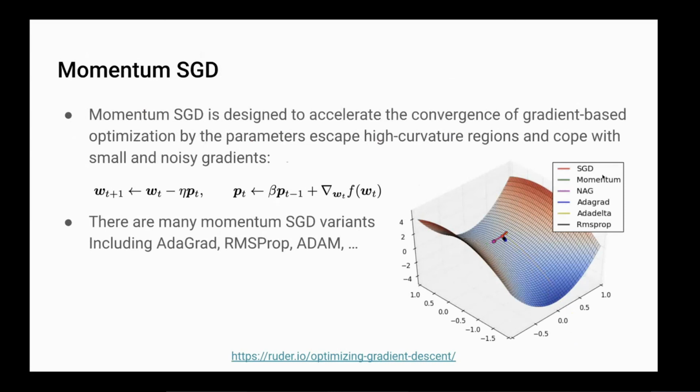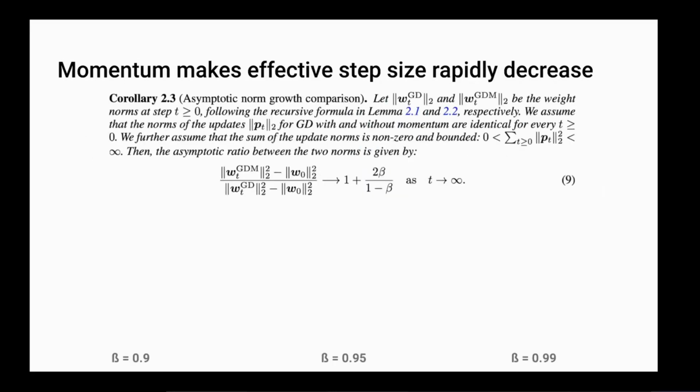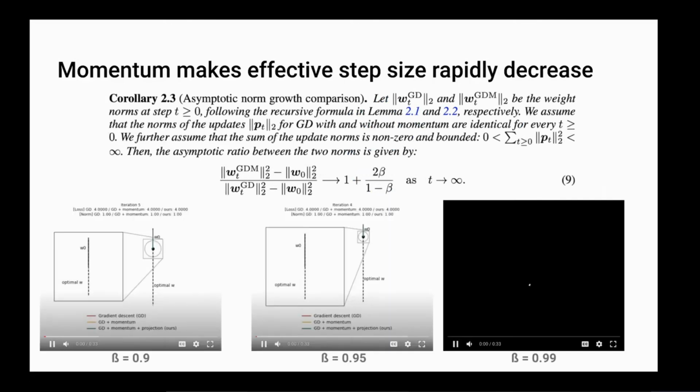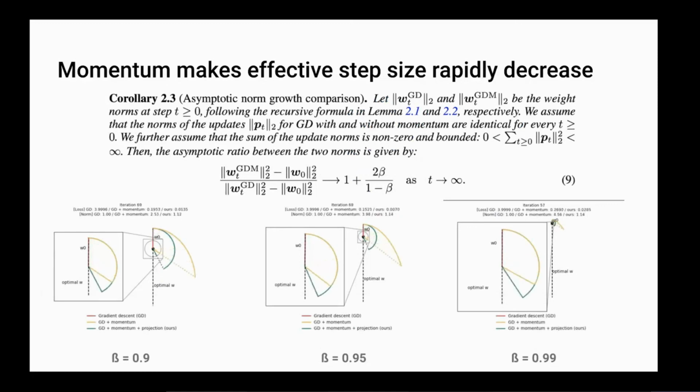But in practice, we use the momentum optimizers, right? The problem of these momentum optimizers is that they make the norm increase much faster than stochastic gradient descent. So that is the brief overview of the problem setting.